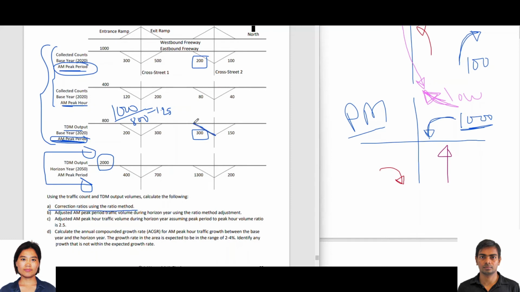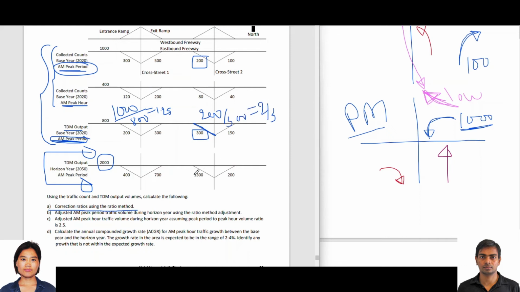usually we calculate the correction factor individually because of a lot of complications going on in the system. However, we can also calculate one correction factor for a small area. So here the correction factor to go from 300, which is the output, to 200, which is what we observe, is 200 divided by 300, so 2 by 3. This is the correction factor.